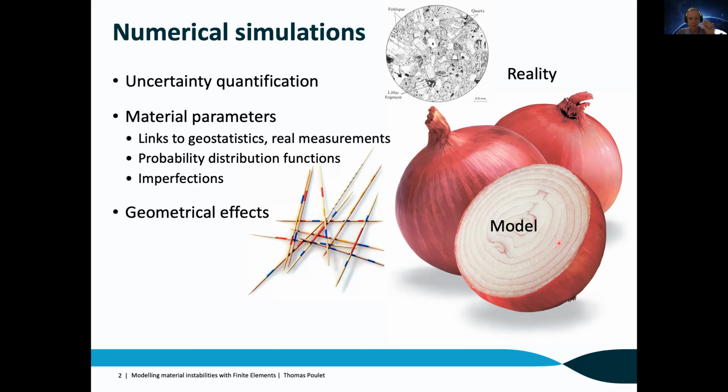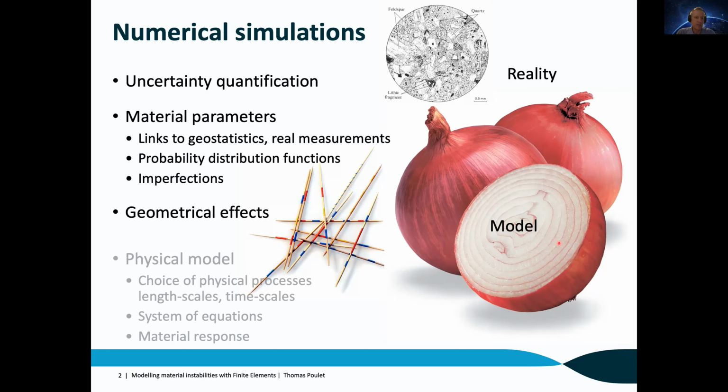And now we're back to single simulation, single material homogeneous parameters, single geometry, which the simplest one would be, let's say, a cube or a sphere. And then I hear you wonder, but what is left? Well, what is left is the real core of the onion, and that's the physical model. And this is really where things should start, with the choice of the physical processes that you want to model, including the length scales at stake and the time scales you want to consider. So it is all about formulating your system of equations and getting the material response.